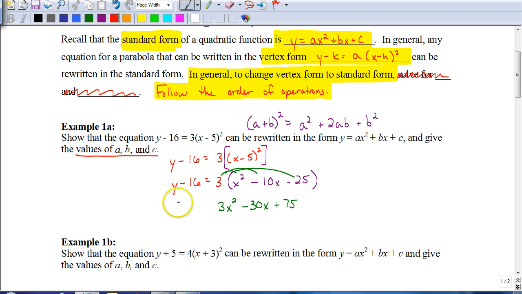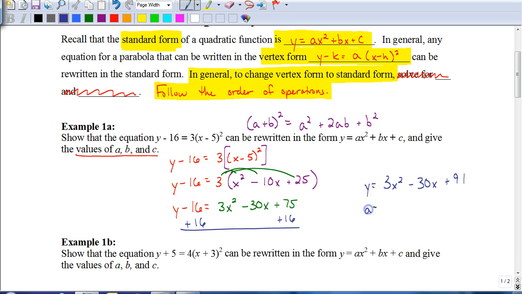Now I still have this y minus 16 that needs to be taken care of, because our goal is to get the y by itself here and to get this in standard form. So my last step is to add the 16 to both sides, just like in order of operations, where the last step is to add or subtract. When we do that, our answer is y equals 3x squared minus 30x plus 91. And we need to identify what a, b, and c are.